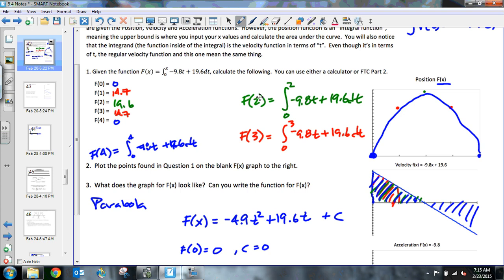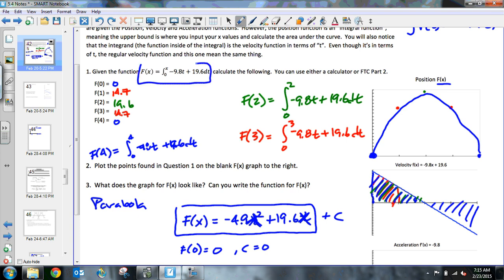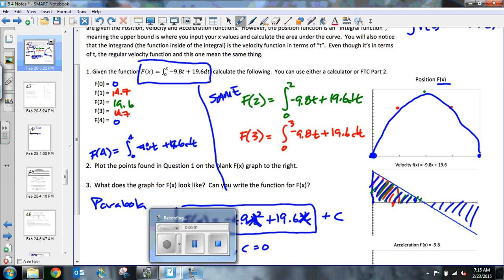Here's the thing, guys. I have my function for big F of x. Oh, and this should be an x, not t. I'm sorry. The reality is that this function and this function here are the same. That's something brand new to you that you haven't really seen before, but these two different functions are the same. I'm going to stop this video for time purposes, and I will make another one for the rest of the worksheet.